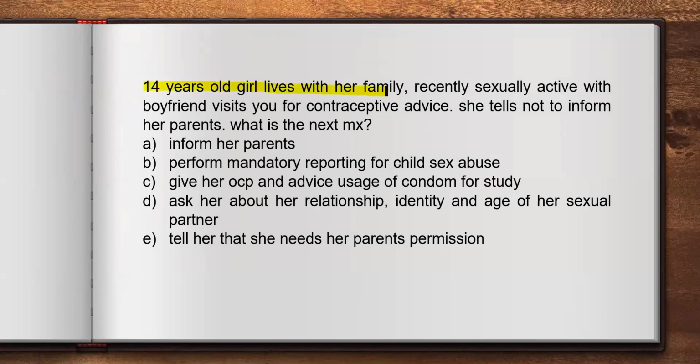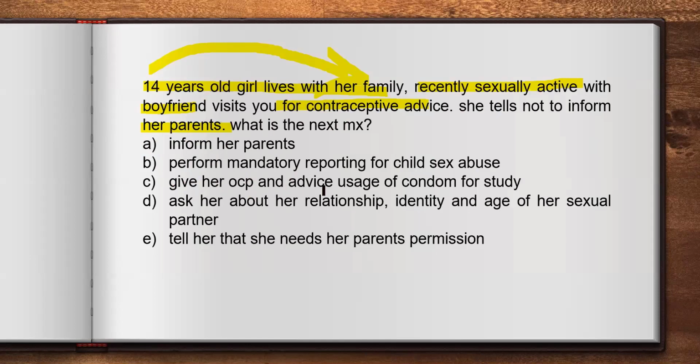A 14-year-old girl lives with her family, recently sexually active with her boyfriend, and visits you for contraceptive advice. She tells you not to inform her parents. What is the next management? 14-year-old, mature minor, but she is independent. Are you going to inform her parents? No. For OCP advice, never ever inform the parents. They can decide what they want because they are 14 years old. Perform mandatory reporting for child sex abuse.